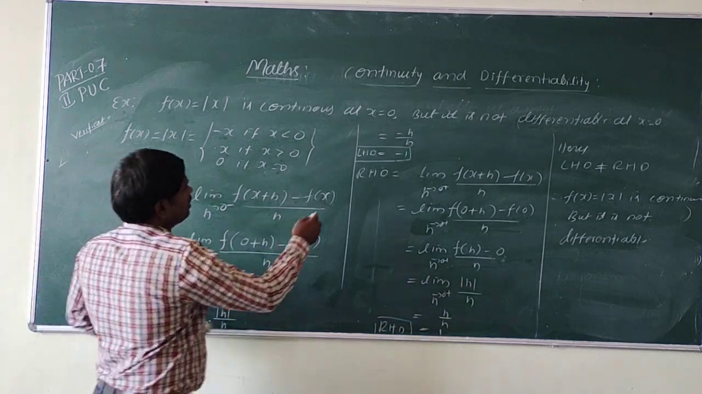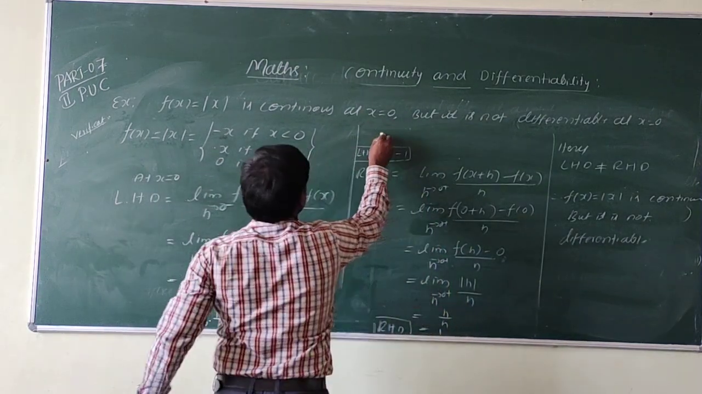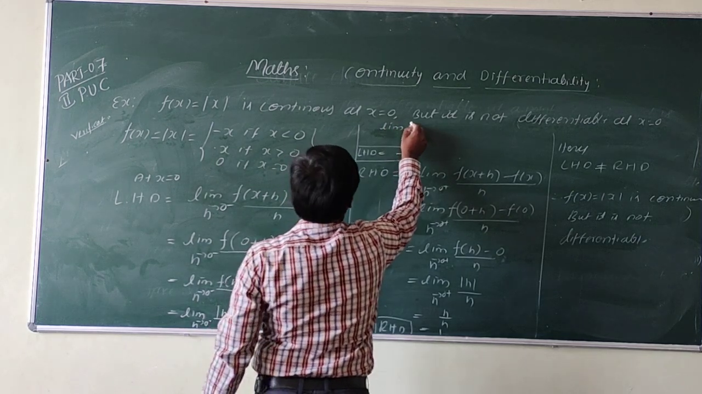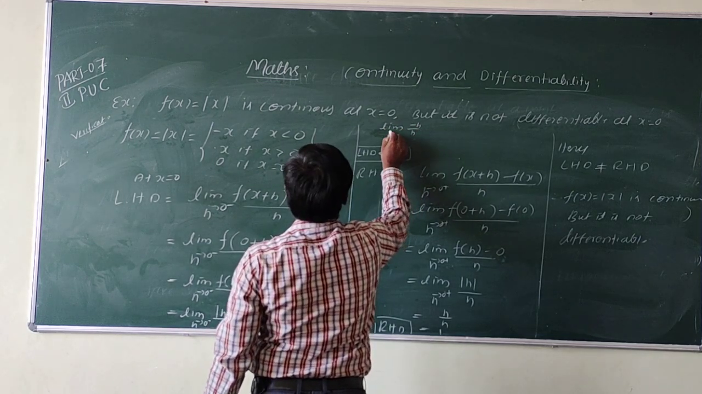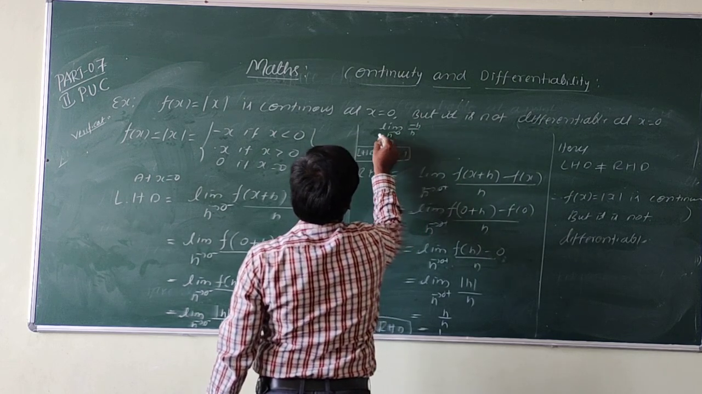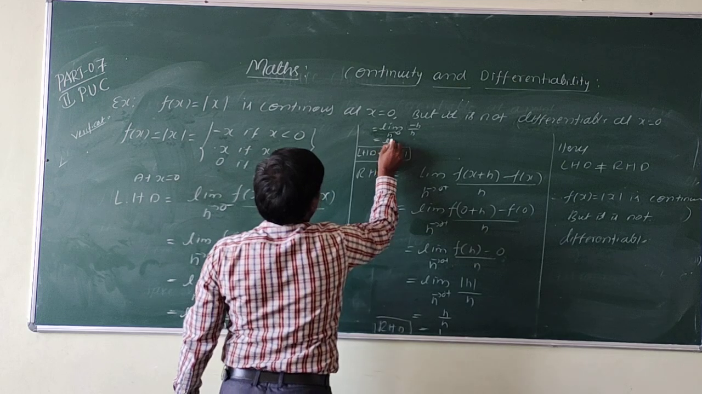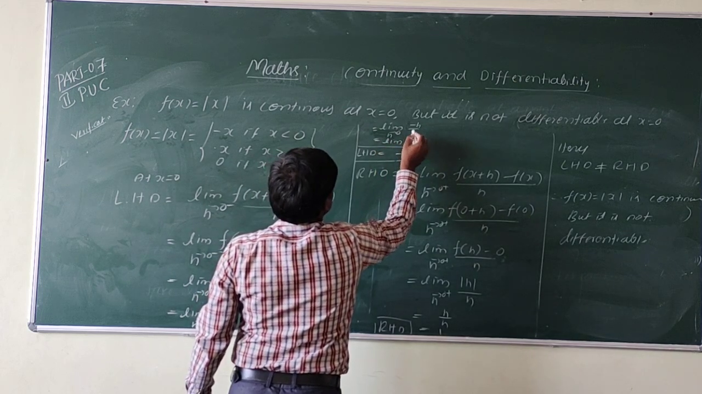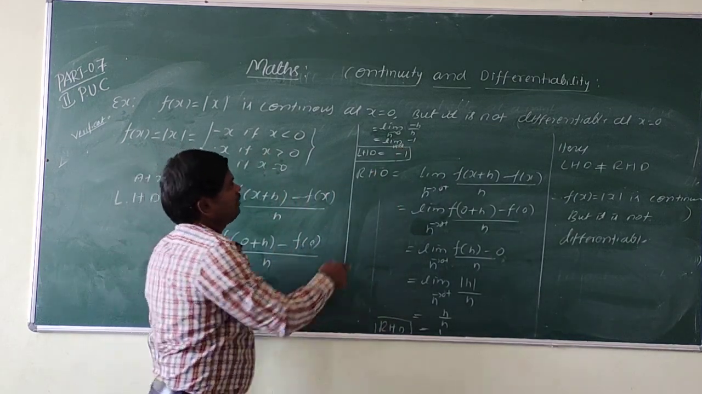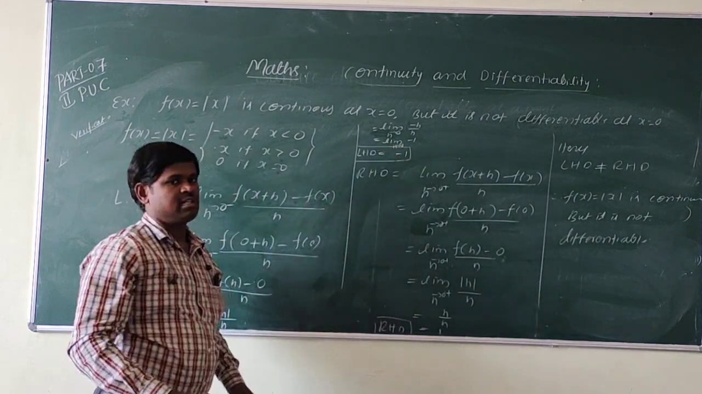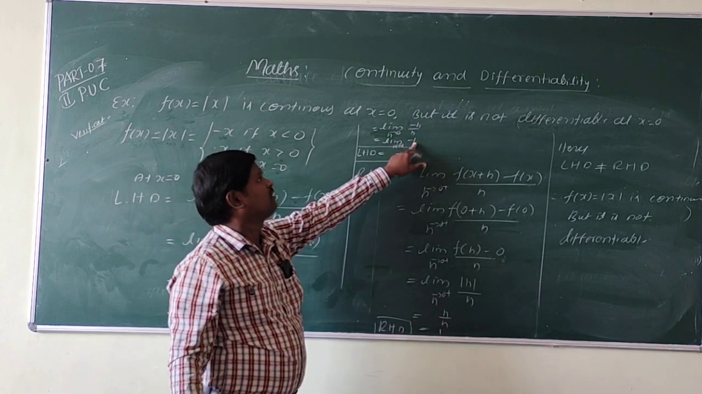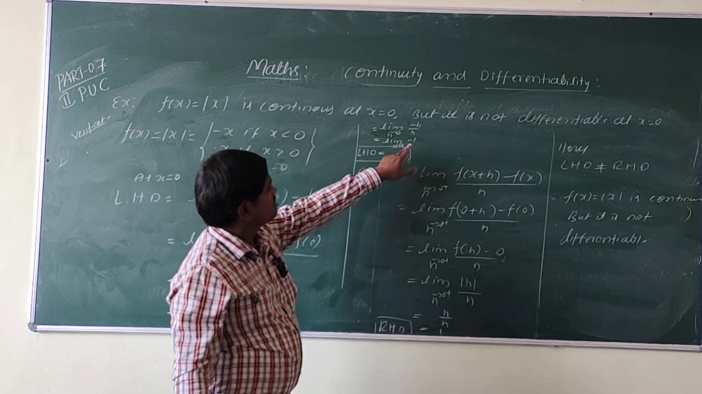Taking limits here one step more. This is the limit of minus h divided by h as h tends to 0. So it is the limit of minus 1 as h tends to 0. Then we apply the limit, that is minus 1. Is it clear? First we cancel the h, we are left with minus 1. The limit of a constant is the constant, therefore minus 1.